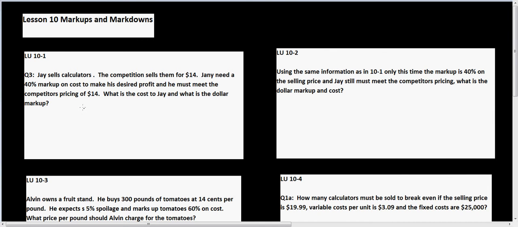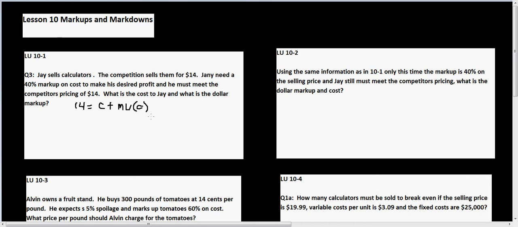Well, let's look at this very simply. We know that the selling price that we have to meet with our competitors is $14. And we know that the selling price has to have a profit and a cost. So this is going to be his cost plus his markup, or the profit. And the markup is multiplied times his cost.